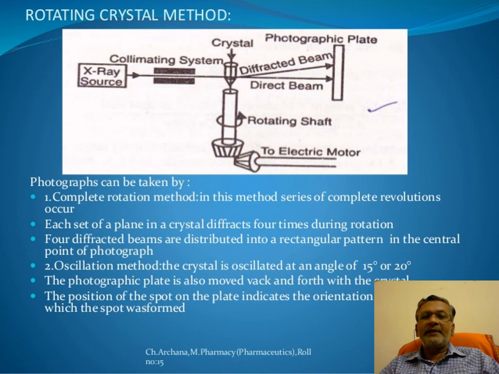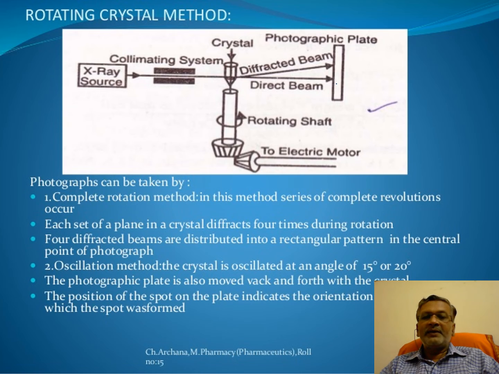And the rotating crystal method. Whenever X-rays are incident on a crystal mounting, it is rotatable through various angles. The X-rays are incident here and the diffracted beam is incident on the photographic plate. By analysis of this photographic plate, we can estimate the crystal structure. Photographs can be taken by the complete rotation method. In this method, a series of complete revolutions occur. Each set of planes in a crystal diffracts 4 times during the rotation. The 4 diffracted beams are distributed in a rectangular pattern in the photograph.